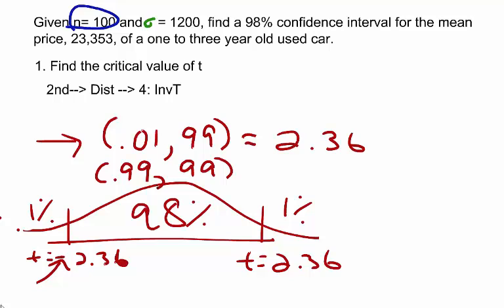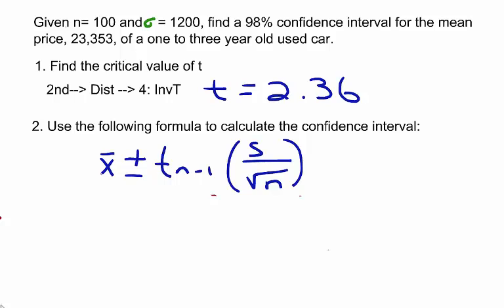If you don't have a graphing calculator and you don't have a statistics textbook, you can also find t-tables online very easily through a simple web search. Now we have all of the information we need to calculate our confidence interval. We'll use the following formula. X bar, our sample mean, plus or minus our critical value of t, multiplied by our standard error.